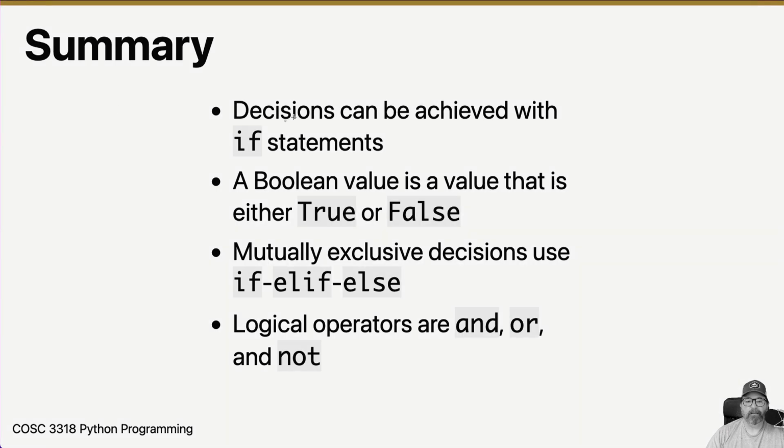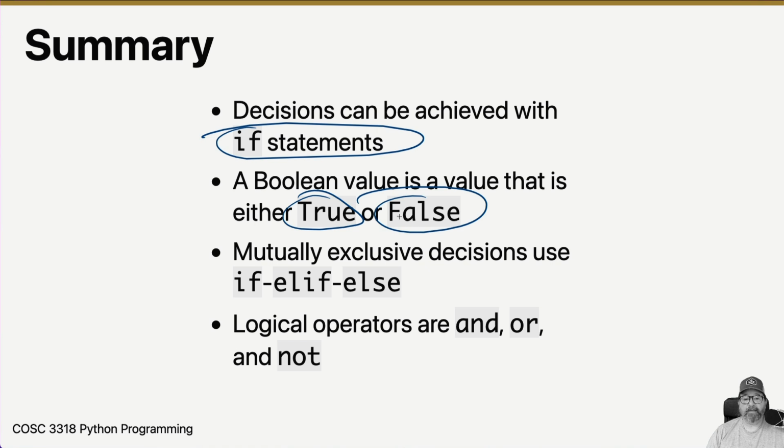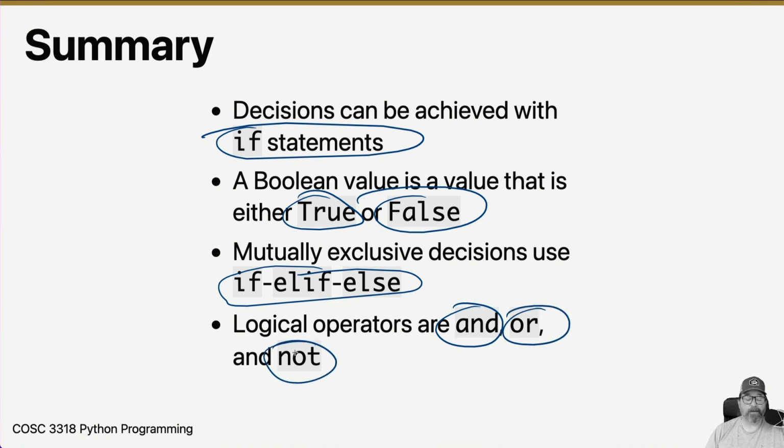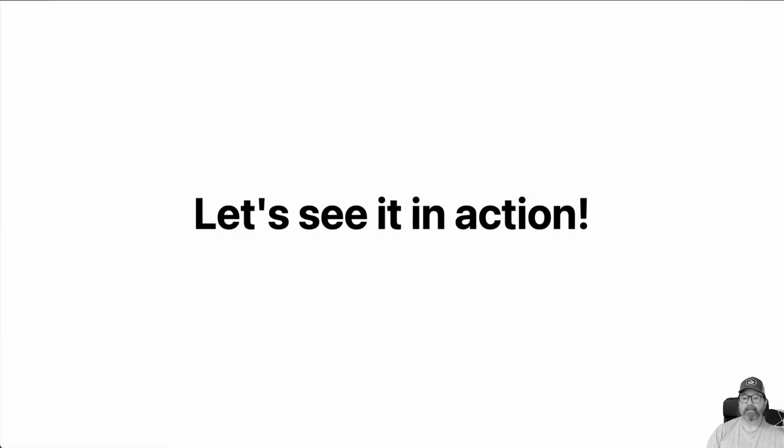So in summary, decisions can be achieved with if statements. If statements are going to skip things if stuff is false. A Boolean value is one of two values, true or false. You can do mutually exclusive things with if, elif, else. And the logical operators are and, which is only true if both of them are true, or, which is false only if both of them are false, and not, which flips it around. That's great. Let's take a moment to see it in action.